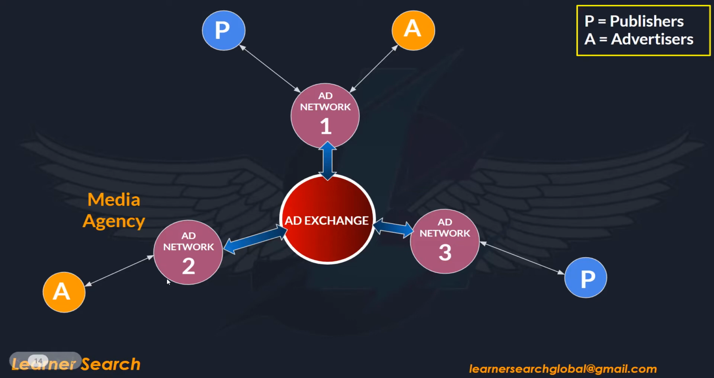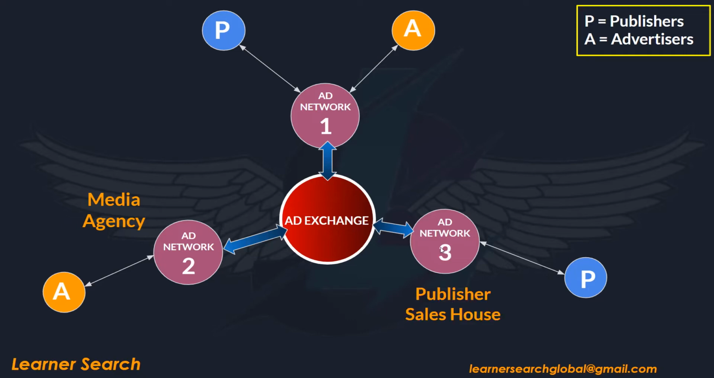This media agency works on behalf of the advertisers and directly connects to the ad exchange and gets all the solutions: what kind of format they want, if they want display ads, video ads, audio ads, whatever. Media agency will act as the network and reach out to the ad exchange and get the solution. Now ad network 2 is completed. What about ad network 3?